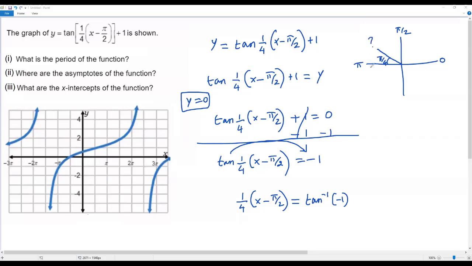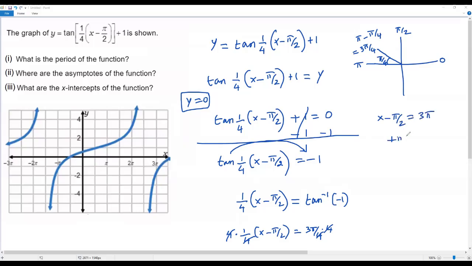To get the angle measure here, we have to subtract this pi over 4 from pi. So pi minus pi over 4. When I simplify this, I am getting 3 pi over 4 for tangent inverse of -1. So 1 over 4 times (x minus pi over 2) is equal to 3 pi over 4. To get rid of this 1 over 4, I have to multiply both sides by 4. When I do so, the 4 will cancel out, and I am getting x minus pi over 2 is equal to 3 pi.